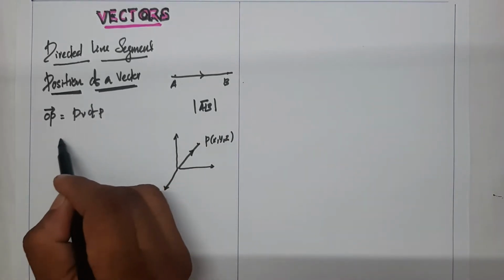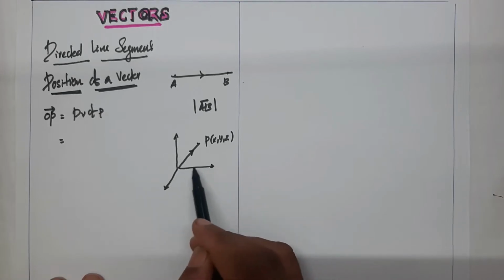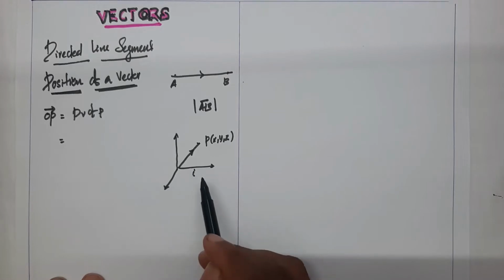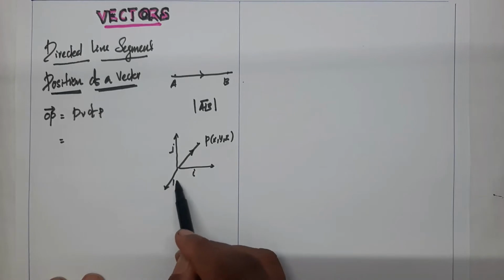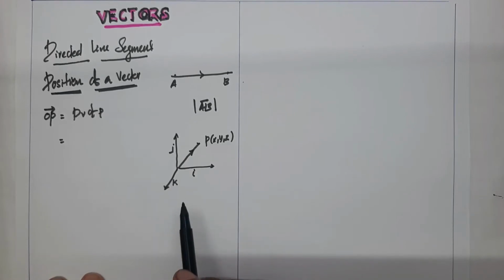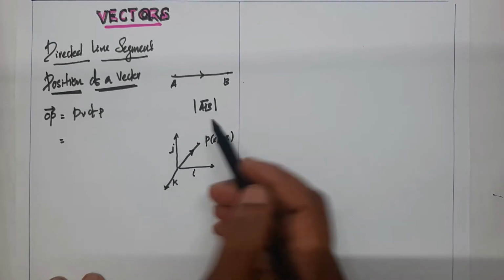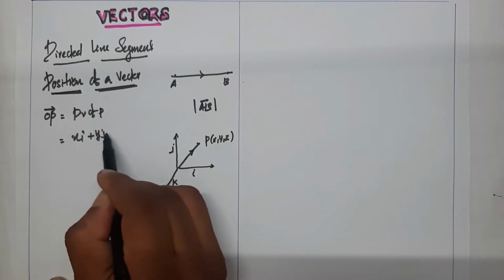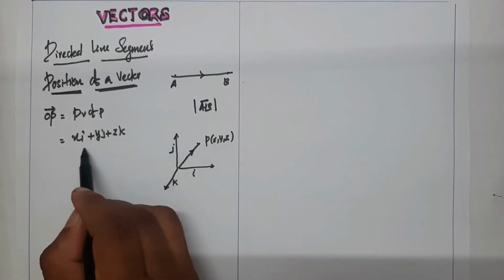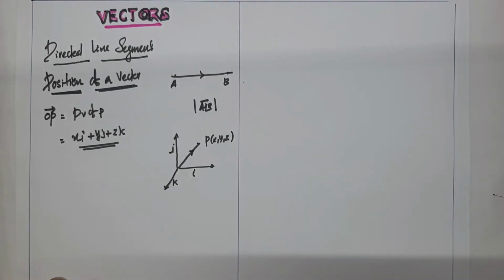Here, in the three axes, you already know that the x axis contains the unit vector i, the y axis contains the unit vector j, and the z axis contains the unit vector k. Therefore, the position vector of P is expressed as a sum of multiples of the unit vectors, that is xi plus yj plus zk. So the position vector of P is equal to xi plus yj plus zk.